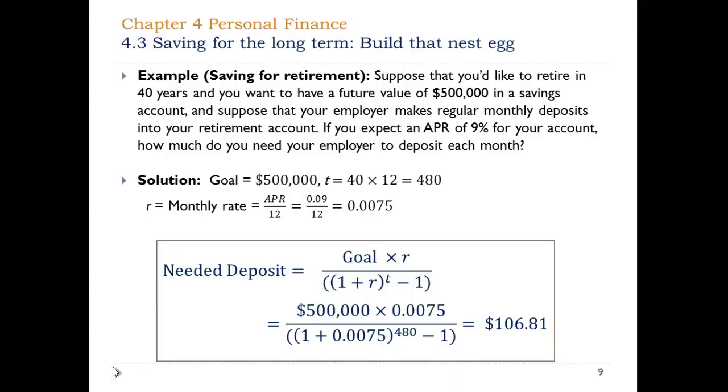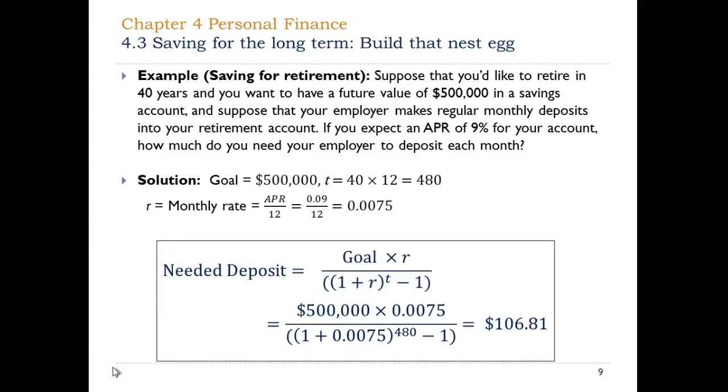Example: suppose that you'd like to retire in 40 years and you want to have a future value of $500,000 in a savings account, and suppose that your employer makes regular monthly deposits into your retirement account. If you expect an APR of 9% for your account, how much do you need your employer to deposit each month? Here the goal is $500,000. t is equal to 40 times 12 or 480 months. r is the monthly rate, APR divided by 12 or 9 hundredths divided by 12 or 75 ten-thousandths.